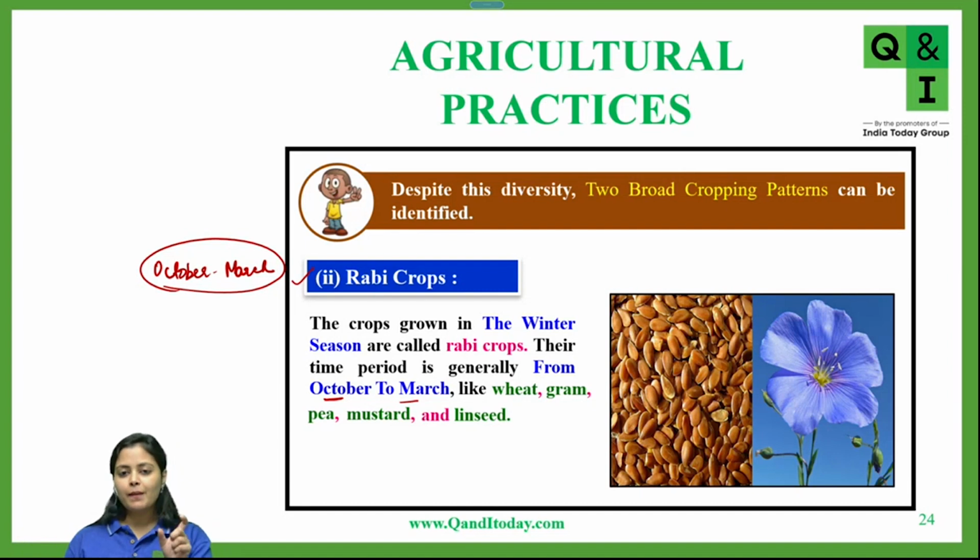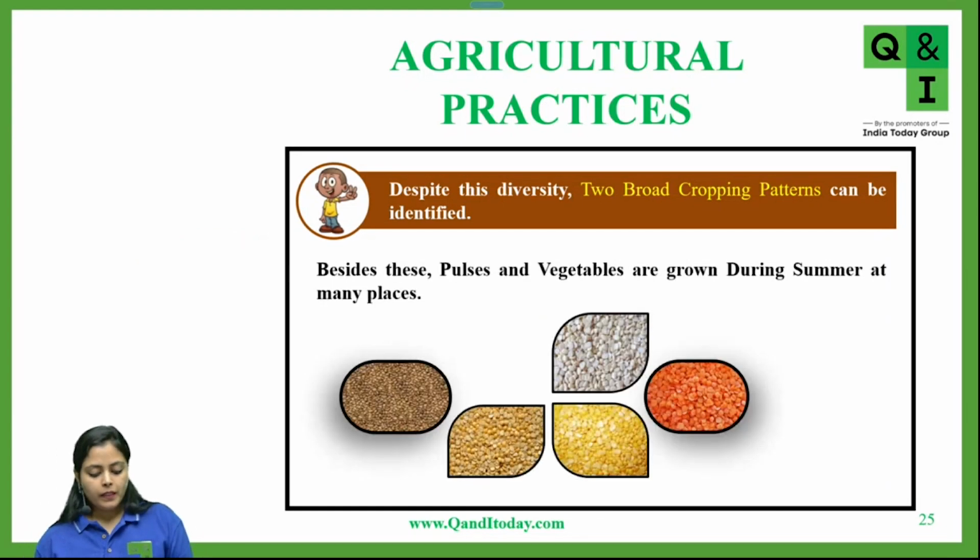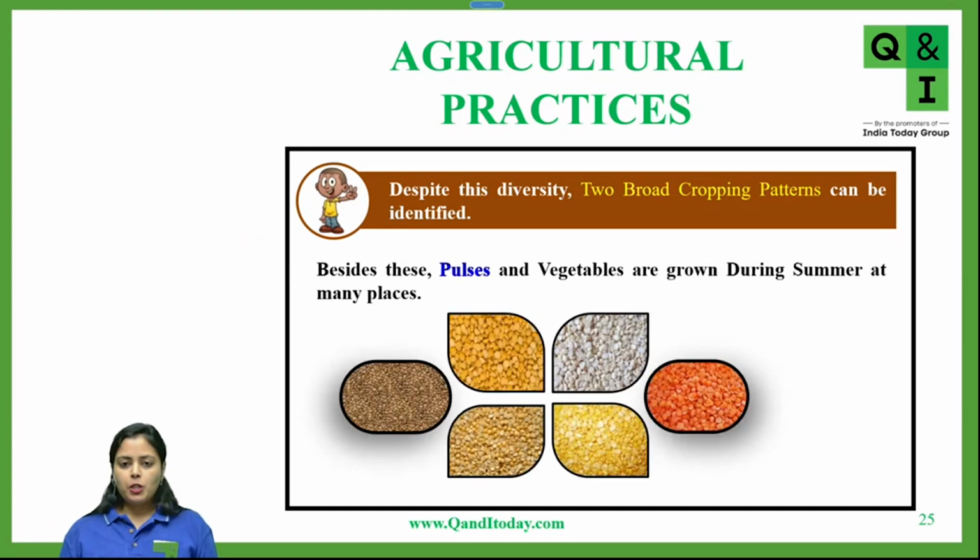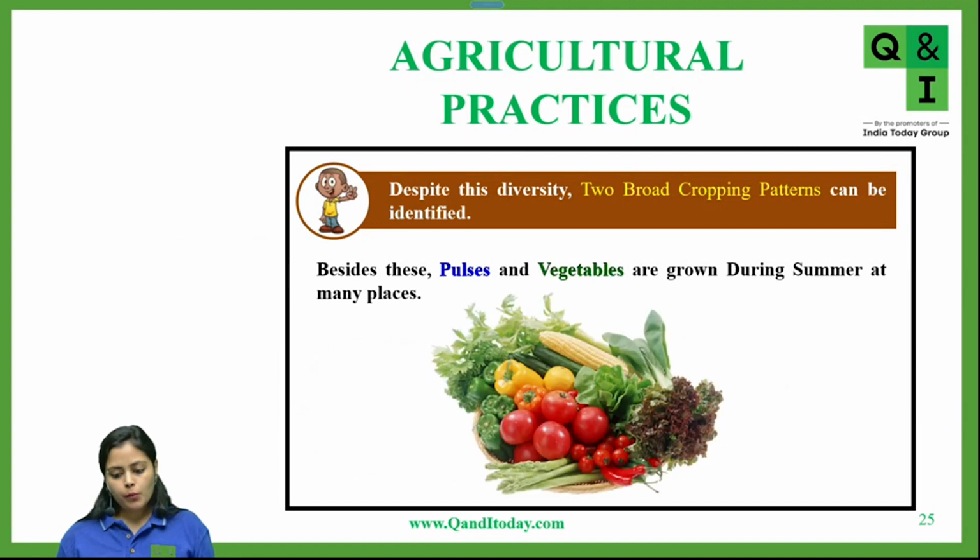The time period which is present between the Kharif and Rabi crops, in that period only, we grow zaid crops. Zaid crops are basically filler crops, that means in the season which is present between Kharif and Rabi. Examples are watermelon, musk melon. These are the crops which are grown during the zaid period. Now, besides this, pulses and vegetables are also grown during summers.